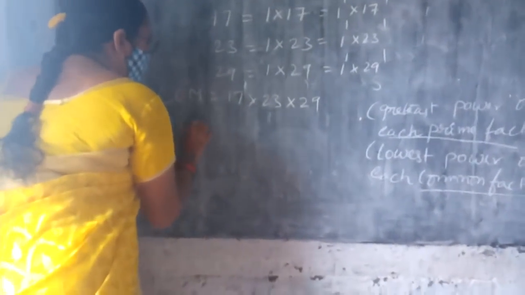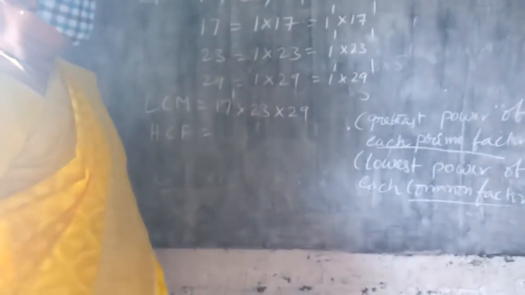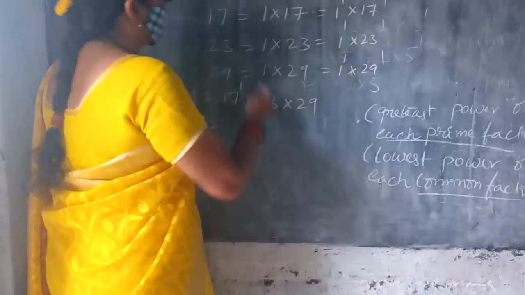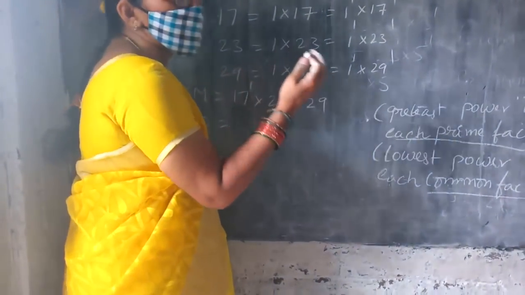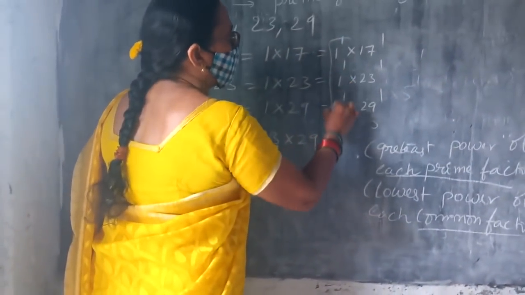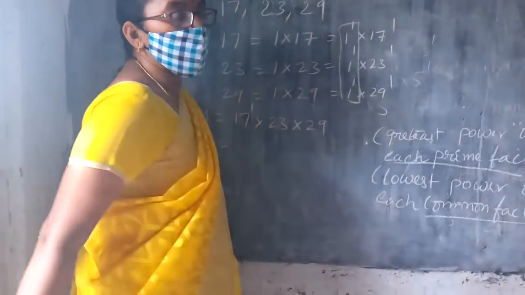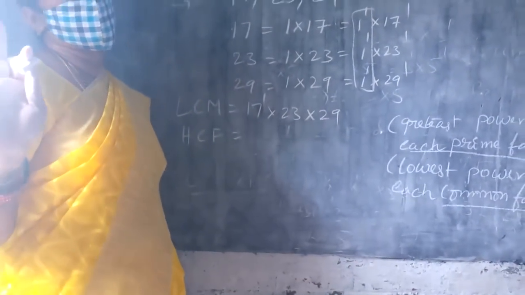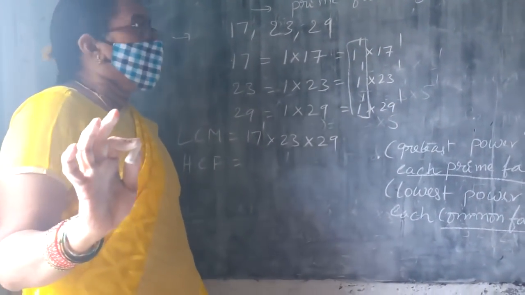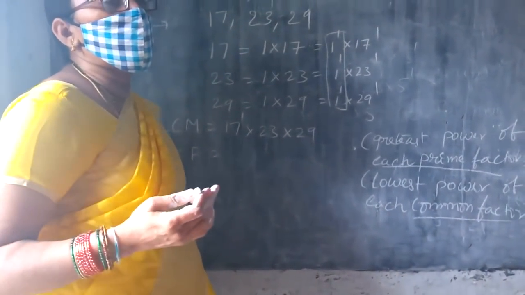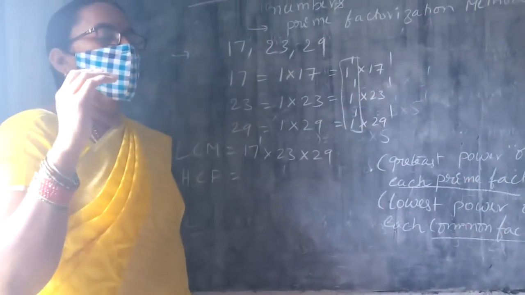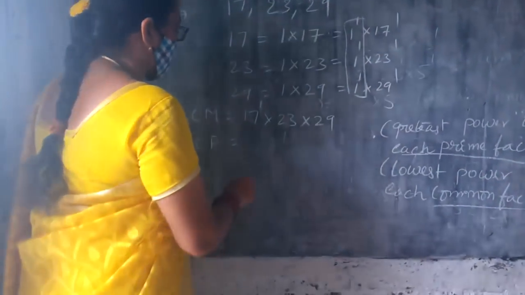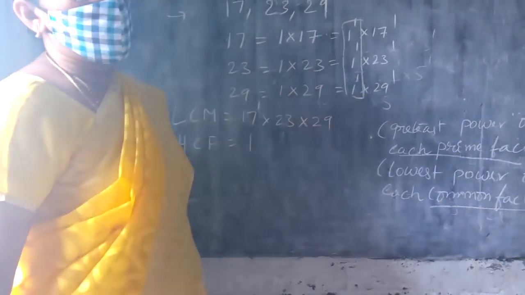Yes. Now, what is the HCF? HCF means lowest power of each common factor. Among these three numbers, what is the common factor? 1. But 1 is not here. It is neither a prime number nor a composite number. But 1 is the multiplicative identity of every number. So HCF is 1. Okay.